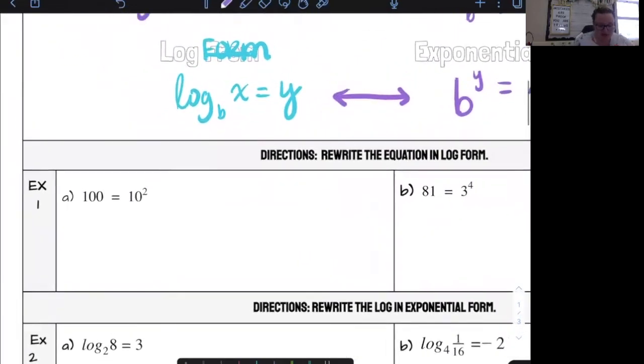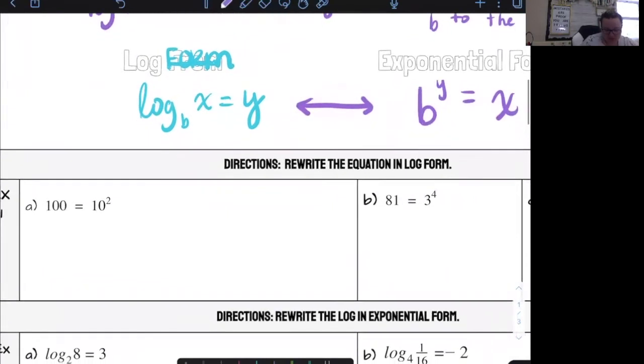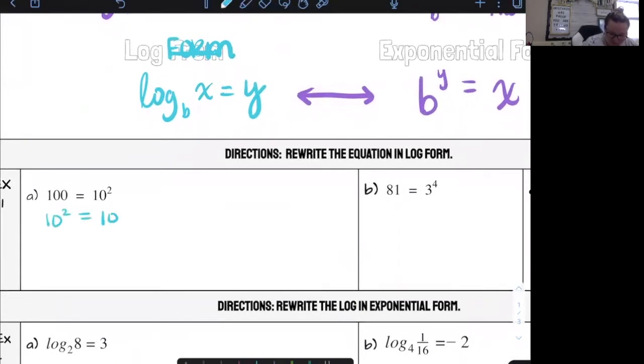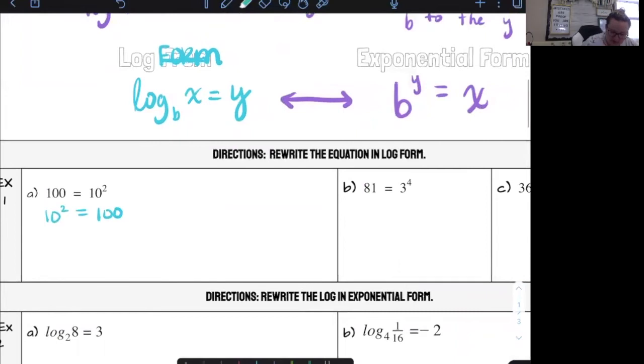So we have 100 equals 10 squared. So I'm going to rewrite that as 10 squared equals 100. 10 squared equals 100, there we go. Our base b to the y, our base is 10. So we're going to have log base 10. So the log base 10, and that base is a subscript. The log is a regular size letter, your b is a subscript.